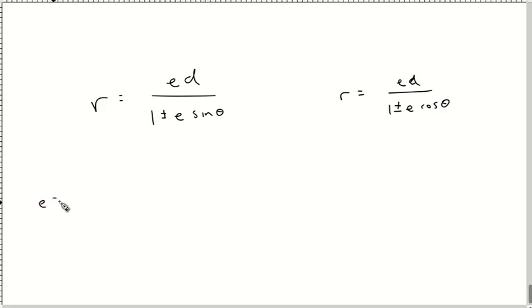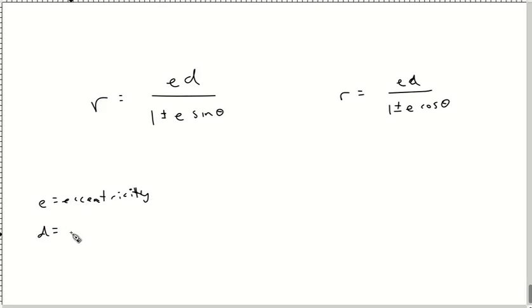So E is the eccentricity. I'm not very good at spelling, but I'm way worse at writing. Eccentricity. I'll talk about that more in a second. It's just determining what shape you have. D is the directrix distance.